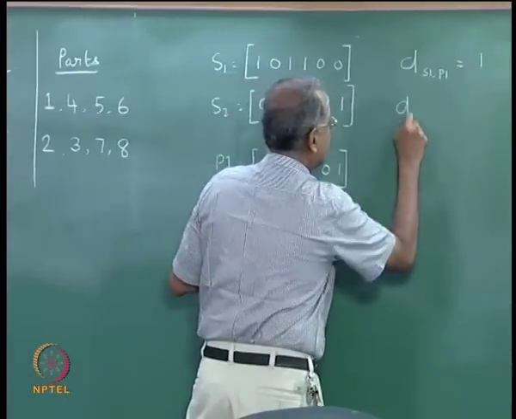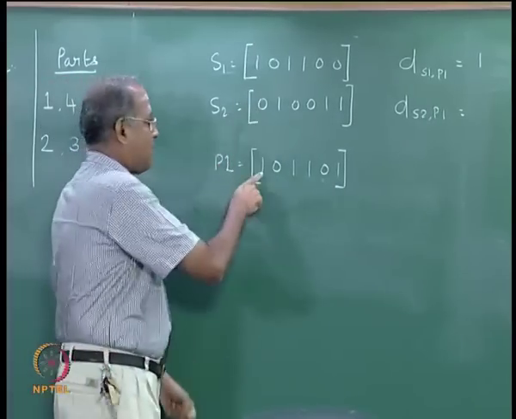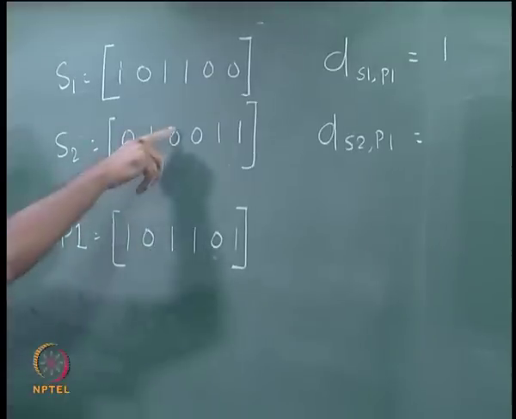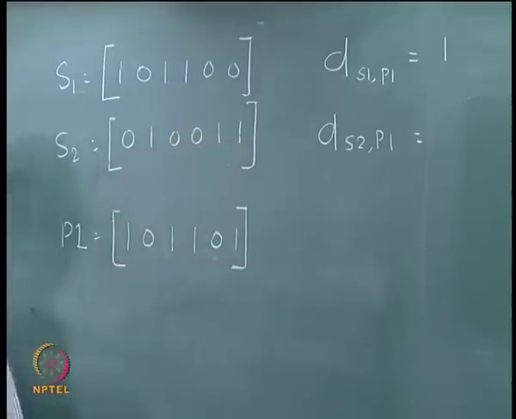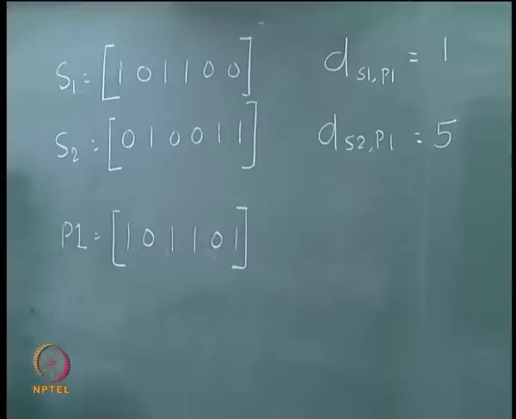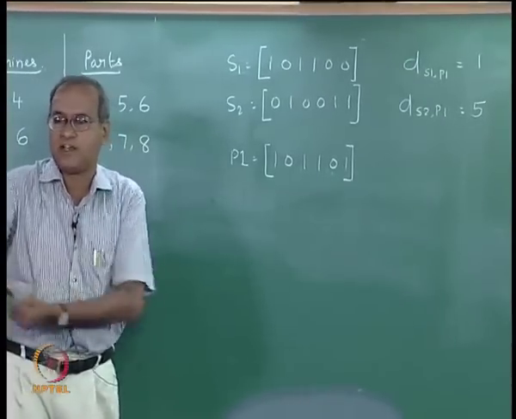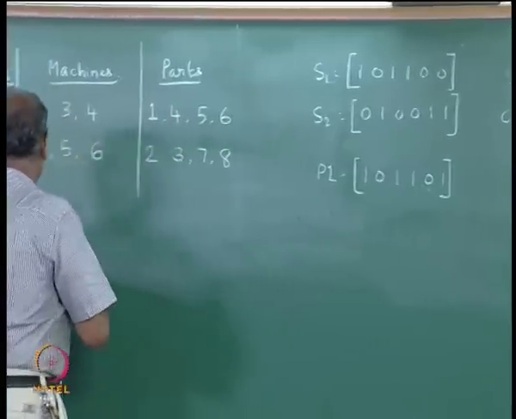Now, D S2 P1 is equal to 0 1 pair distance is 1, 1 0 pair distance is 1. So, total 2, 0 1 pair 3, 0 1 pair 4, 1 0 pair 5, 1 1 0. So, total distance is 5. So, distance between part 1 and seed 1 or group 1 is 1, distance between part 1 and seed 2 or group 2 is 5. Part 1 will go to the group which it has minimum distance. So, part 1 will go here.